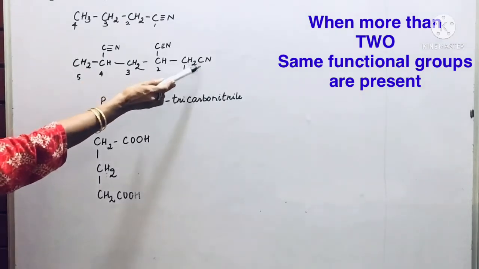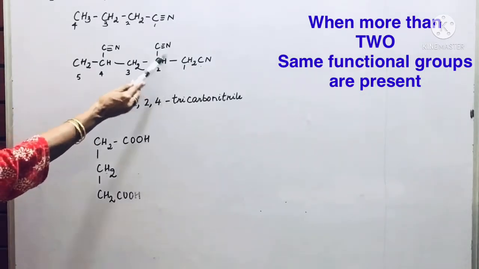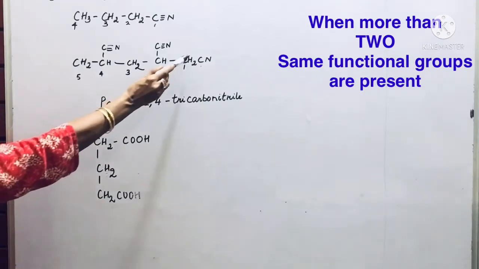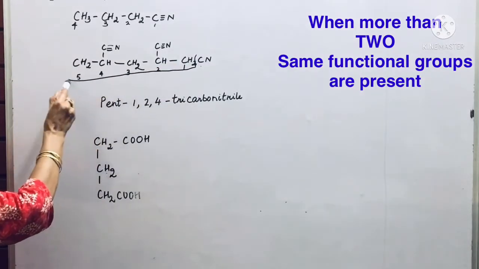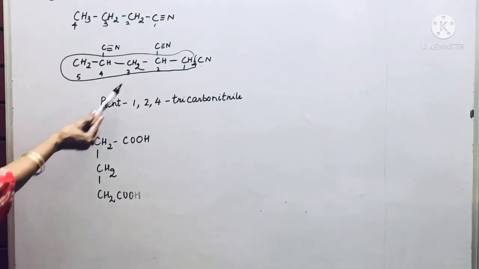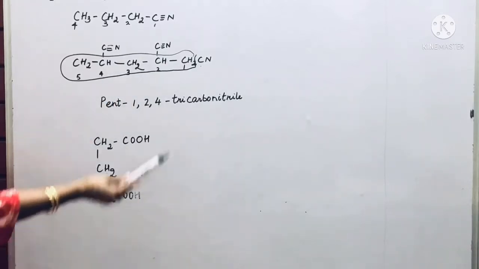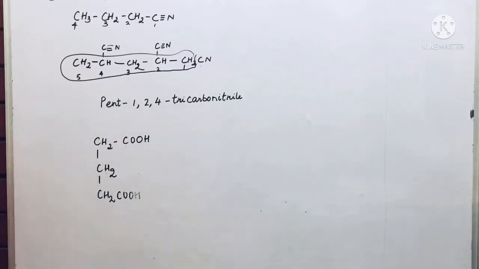Now in this case there are 3 nitrile groups attached here. If there are 3 nitrile groups attached, we are looking at more than 2. If there were 2, dinitrile can also be written, but if there are 3 nitrile groups attached here, then we will not include this carbon atom in the chain. And the chain starts from CH2. So now the chain has 5 carbon atoms, so it is pent. At place 1, 2, 4, it will now be called tricarbonitrile. So if more than 2 same functional groups are present, then the name changes.